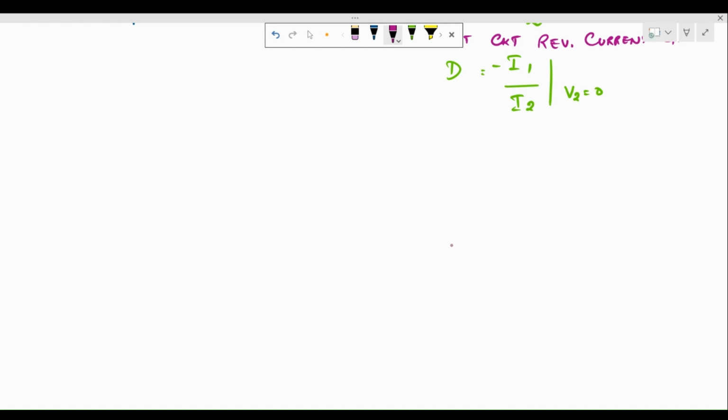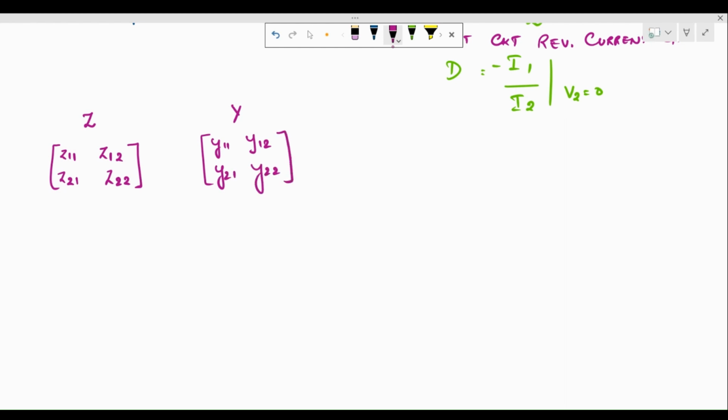The Z parameter is basically these. This is the Z matrix or the impedance matrix. Then we have the Y parameters. So they are again Y11, Y12, Y21 and Y22. And the transmission parameters is simply A, B, C, and D.